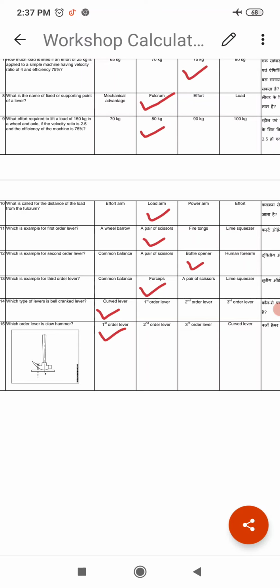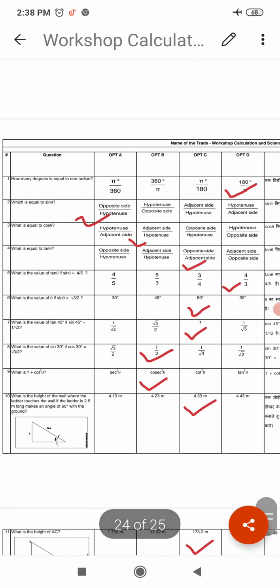It's forceps. Which type of lever is a bell crank lever? It's a curve lever. Next, what order lever is a claw hammer? It's first order lever.